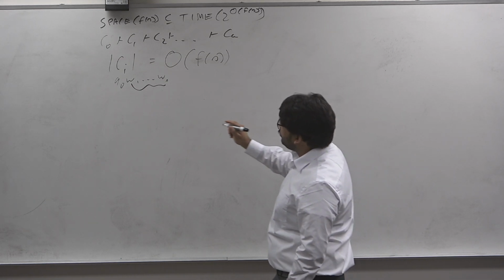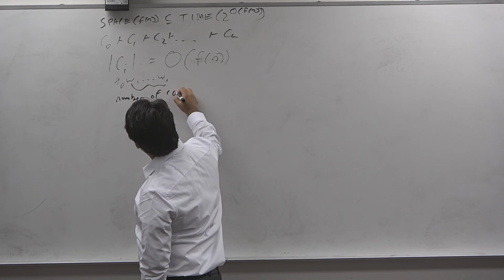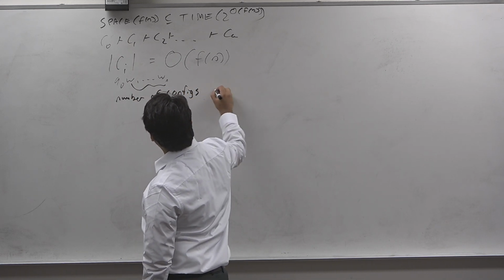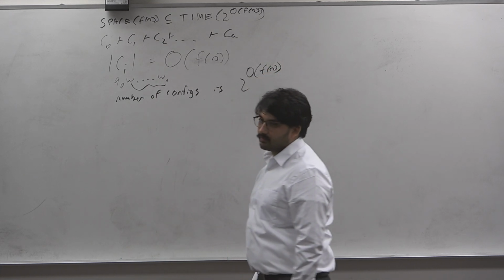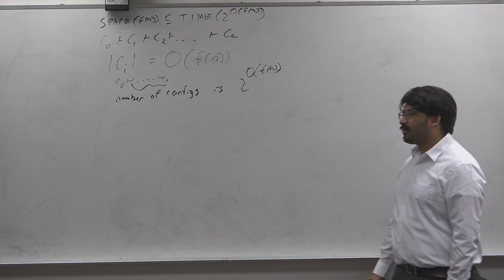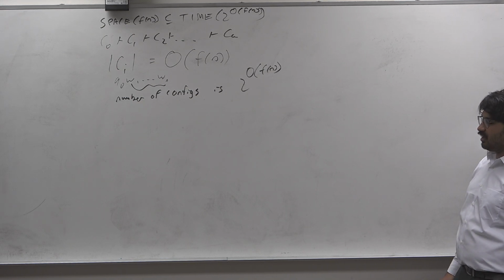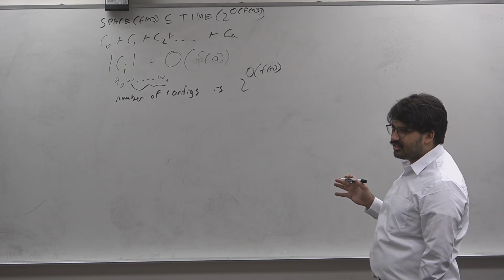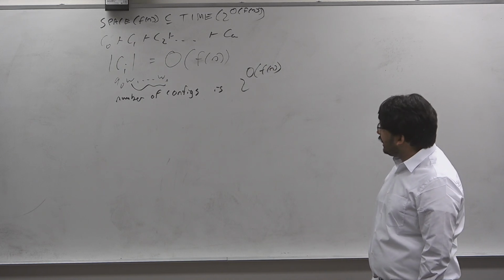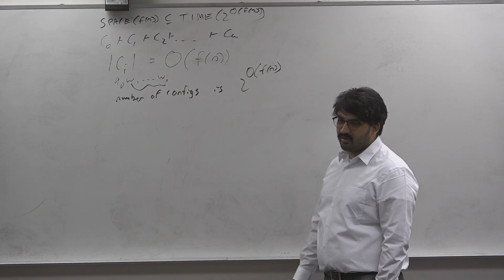Either way, we can say the number of configurations is 2 to the O of f of n. The constants that are being hidden by this are themselves machine-dependent features, the number of states and so on, right? That's all kind of hidden in the constant here. But do you at least believe that there's this many configurations?